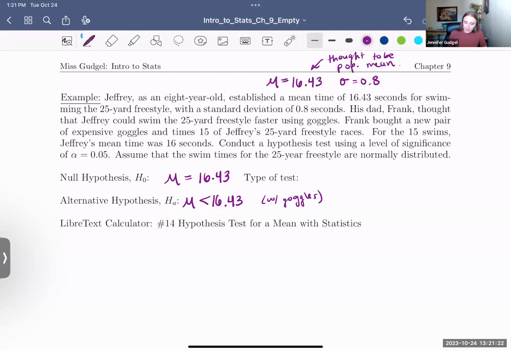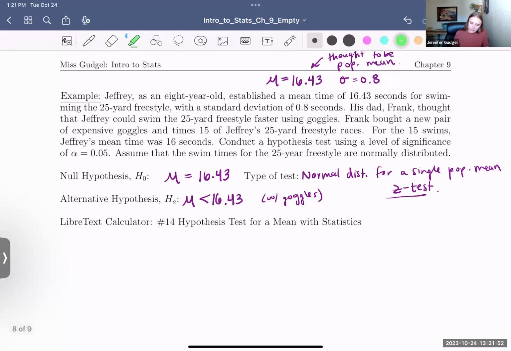The type of test here, we're doing a single population mean, and we know sigma. So this is our normal distribution for a single population mean. And it's a z-test even more specifically because we know sigma. We know what sigma is here.